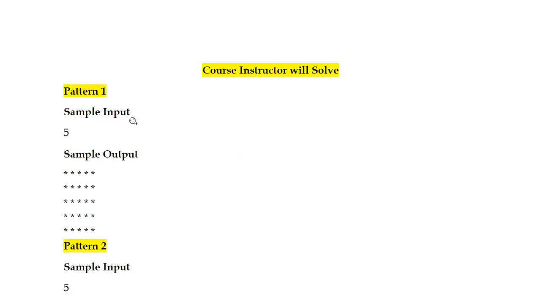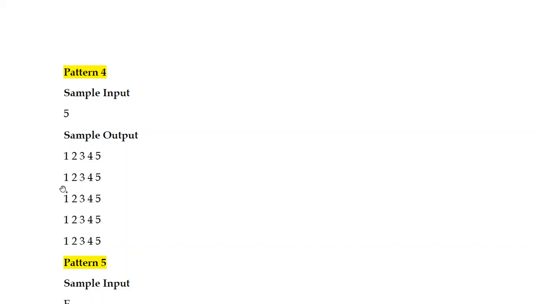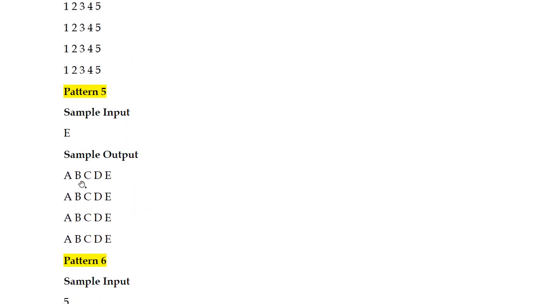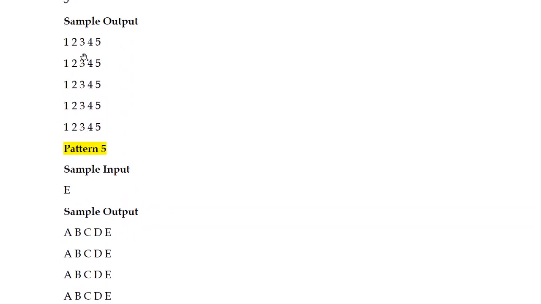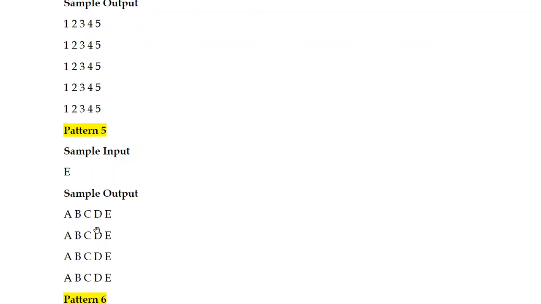In our previous session, we have discussed about the pattern 4, number increasing in row wise. This is what we have discussed. Number increasing row pattern. In this session, we'll discuss about the alphabet increasing row pattern. Same thing, instead of numbers, we are discussing about the alphabets.